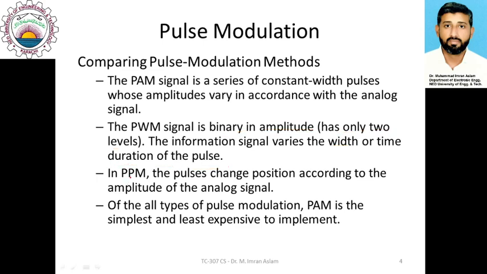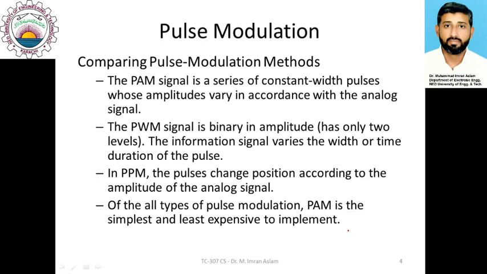Similarly, for pulse position modulation, we generally use a very narrow pulse, but its position is changed according to the amplitude of the analog signal. Of all these types of pulse modulation schemes, pulse amplitude modulation is actually easier to implement. It is a very simple scheme, and it is relatively less expensive as compared to the other schemes. So that is why it is very commonly used in many different applications.